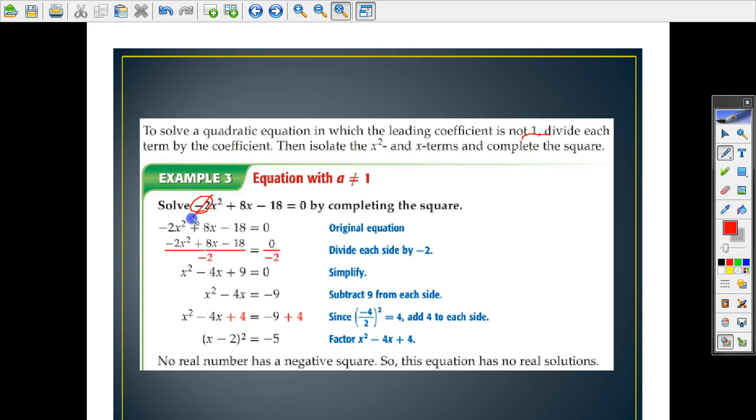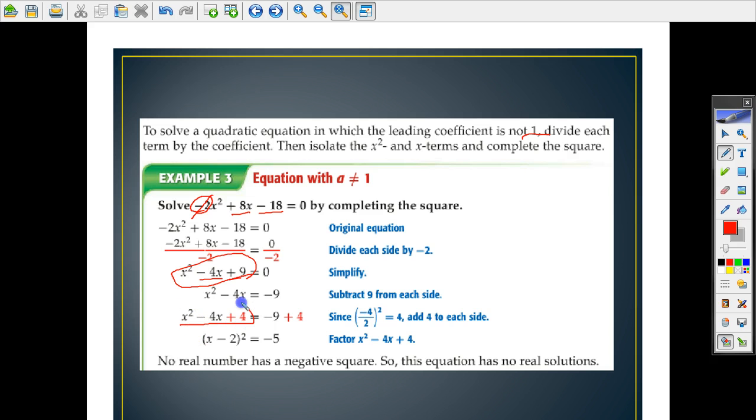This divided by negative 2 makes it x squared. This divided by negative 2 makes it negative 4x. This divided by negative 2 makes it 9. And 0 divided by negative 2 stays 0. Now I have what I want. Subtract 9 on each side. Now you have x squared minus 4x. 1/2 of 4 squared is plus 4. If you add a 4 here, you need to add 4 there.